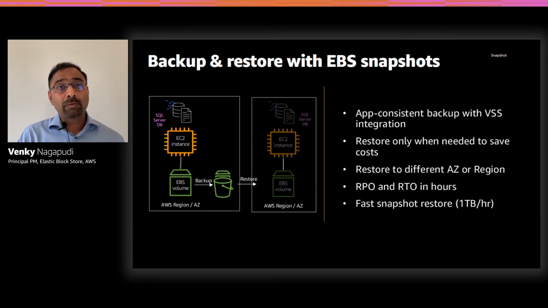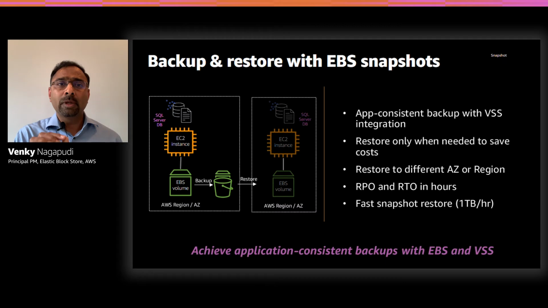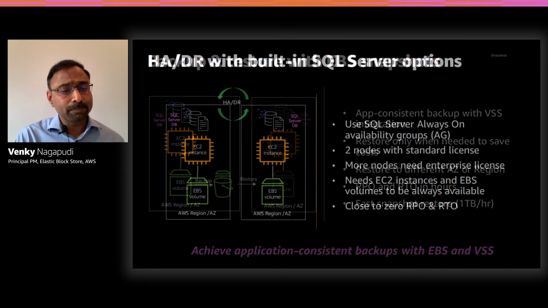What you do is every few hours take snapshots, and then you can restore them either in a remote availability zone or a remote region. And you have a couple of different options to restore your database. One is standard restore. The second is what we call the fast snapshot restore, which provides a terabyte an hour in terms of performance. And with that, you should be able to pretty much bring up your databases within a few hours in the case of a disaster. So that's a simple use case for EBS snapshots. We believe that this is a very cost-effective means to back up and restore your SQL Server databases.